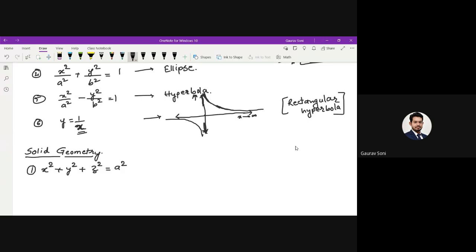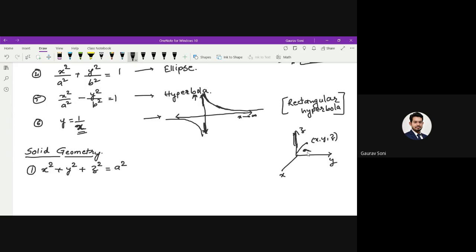So I'll give you a simple idea. If you are in a three-dimensional space, by three-dimensional space I mean there are three axes, x, y, and z axis. If you take any point x, y, z, and I want its distance from the origin as a, this is the condition.